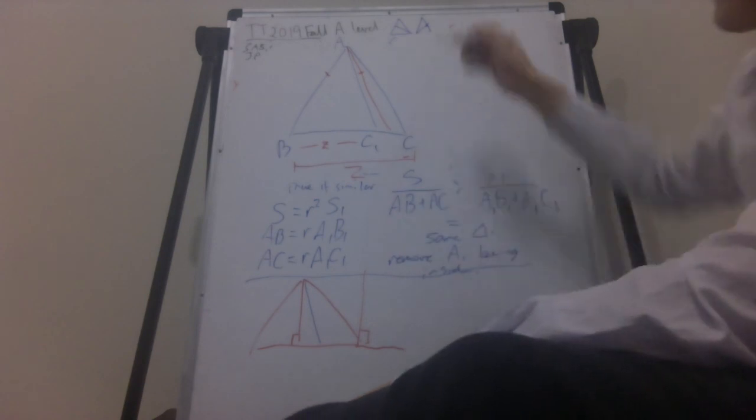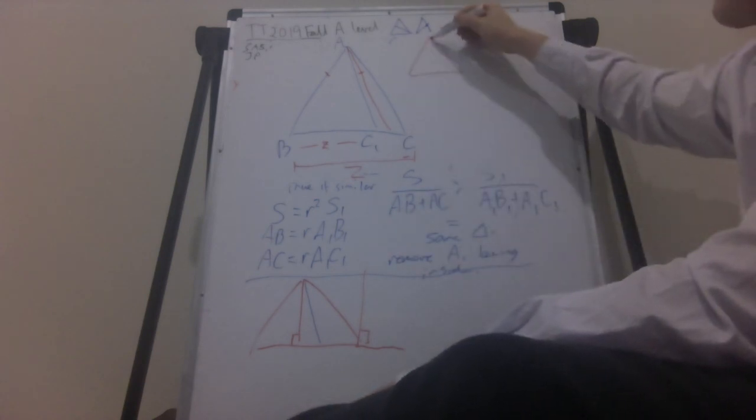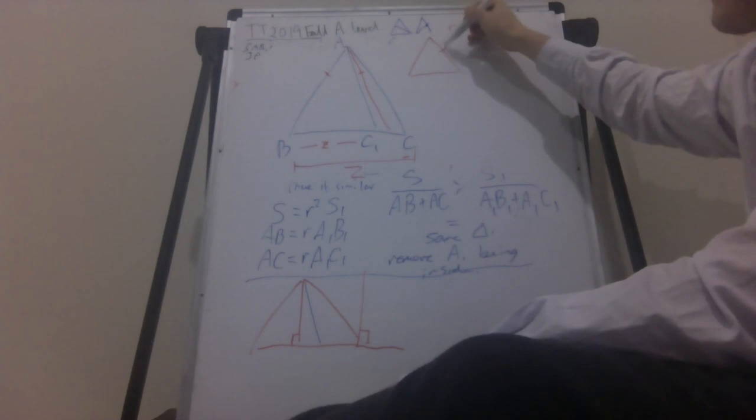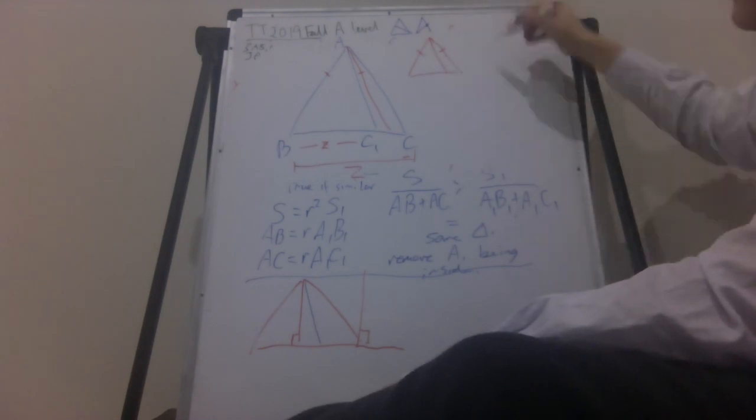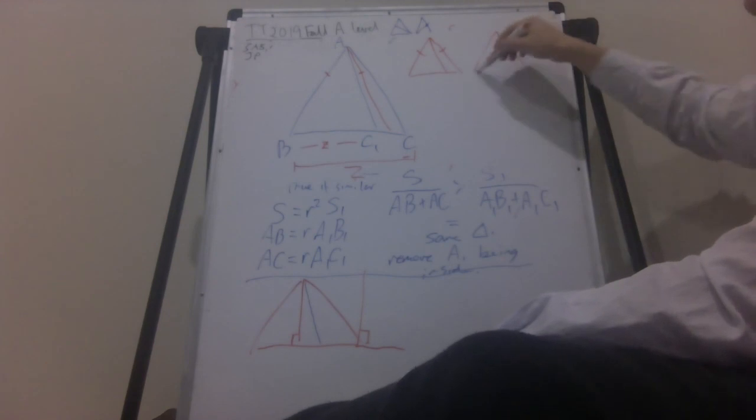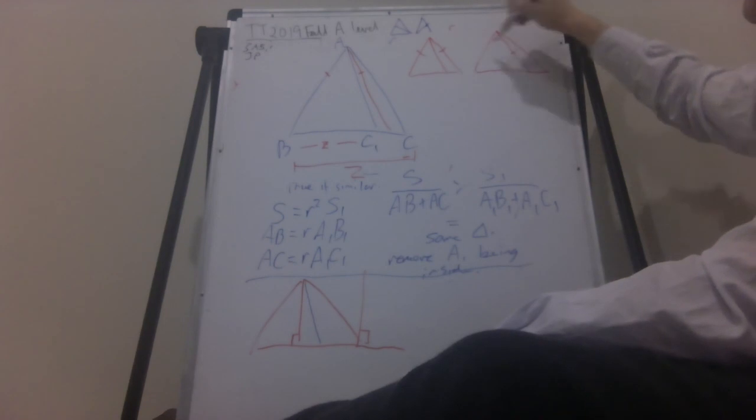Then you have two cases where you get an isosceles triangle on the inside and an isosceles triangle on the outside. So this is an isosceles triangle on the outside. And here you have an isosceles triangle on the inside. Yeah?